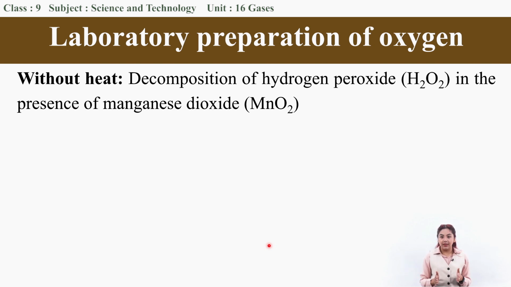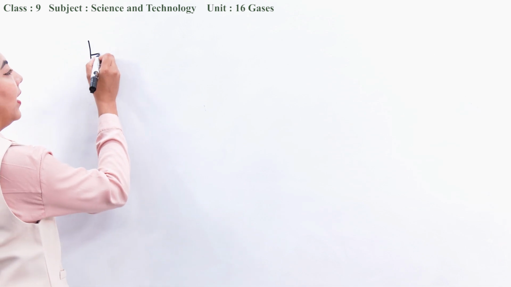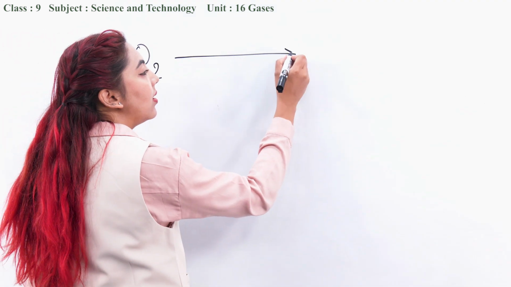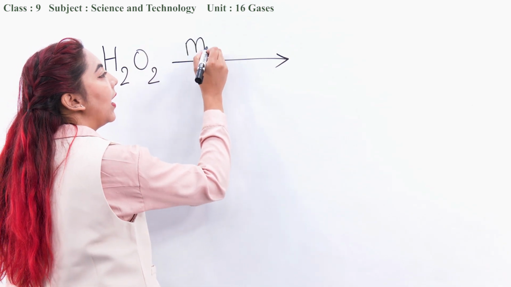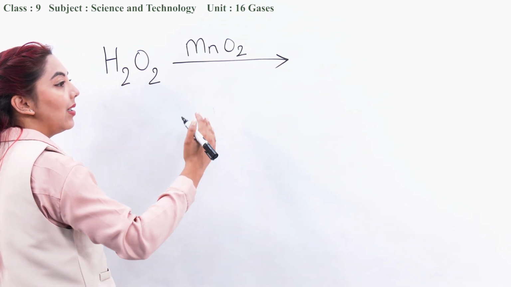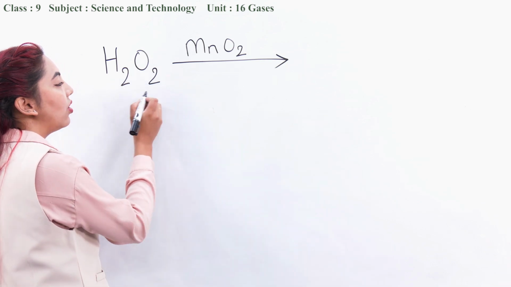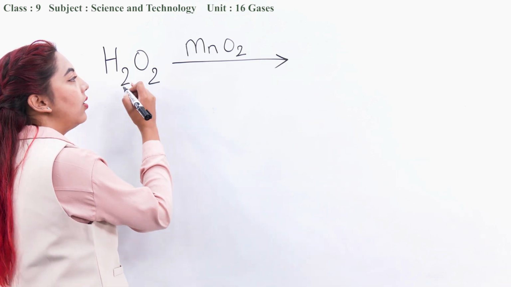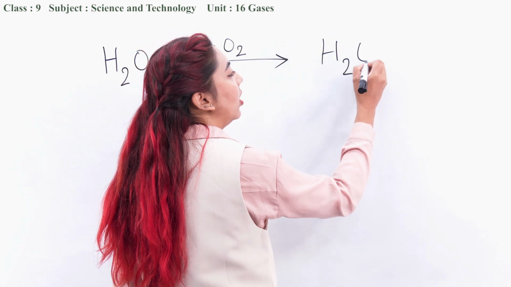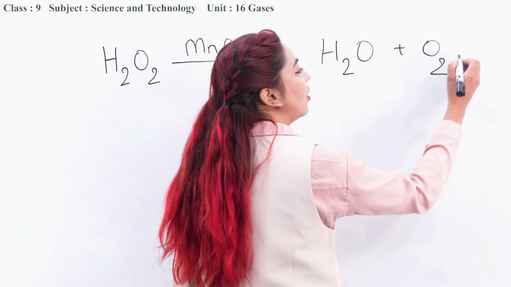How this happens is, hydrogen peroxide is H2O2. It decomposes in the presence of the positive catalyst MnO2. This MnO2 is a catalyst, that is, it promotes the decomposition of hydrogen peroxide. So this hydrogen peroxide decomposes to form water and oxygen gas.